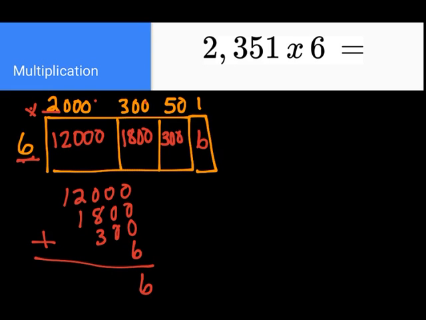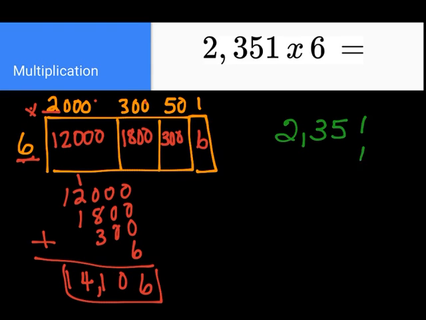So I have 6, 0, 11, 2, 3, 4, 14,106. Now I can also probably do the other one using the algorithm. 2,351 times 6. Okay, well, 6 times 1 is 6.